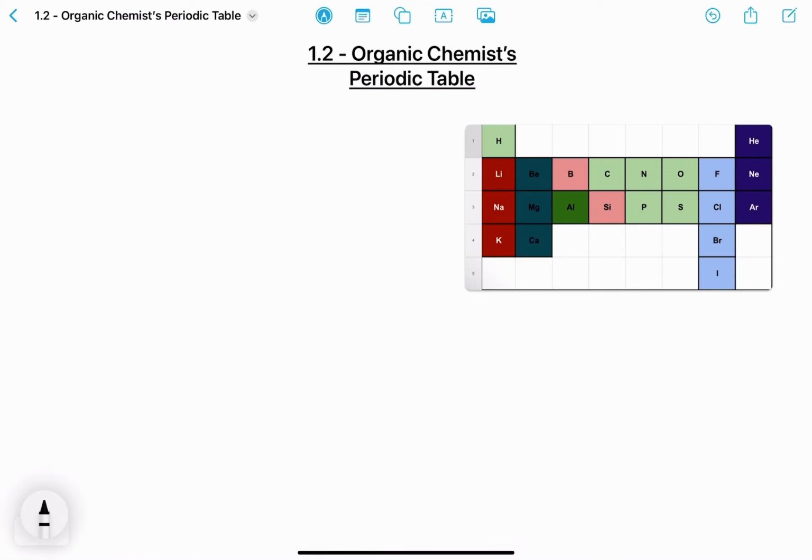What we're looking at here is the organic chemist's periodic table. A couple things to note about this table: it's a condensed table, so it doesn't have all the atoms that the full periodic table does. That's because we don't use all the atoms in organic chemistry. These are actually the most common atoms used in this course.